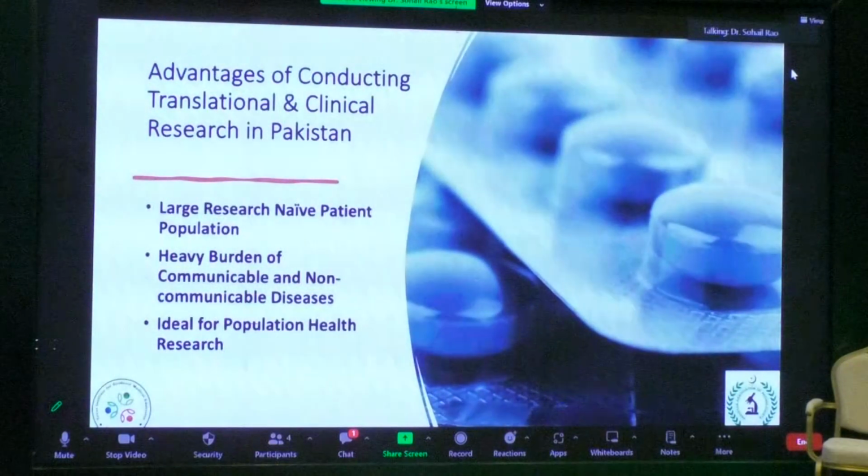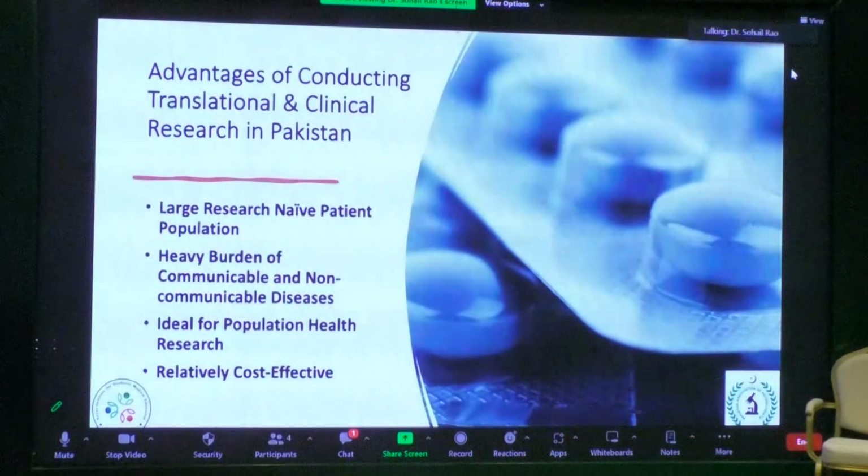It's ideal for population health research, particularly longitudinal population health research, because in Pakistan, people do not move too often, unlike in the United States. And it becomes very easy to do population health and do vertical and horizontal longitudinal analysis. And last but not the least, it's relatively cost effective.